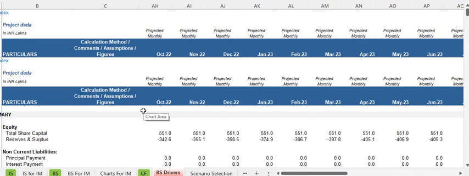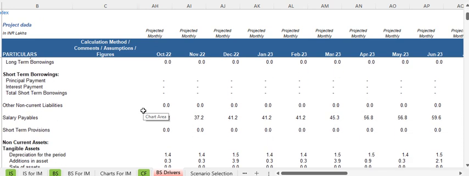So this is about the financial model of the FMCG company. In the next video, we're going to discuss the valuation and different schedules related to the company.